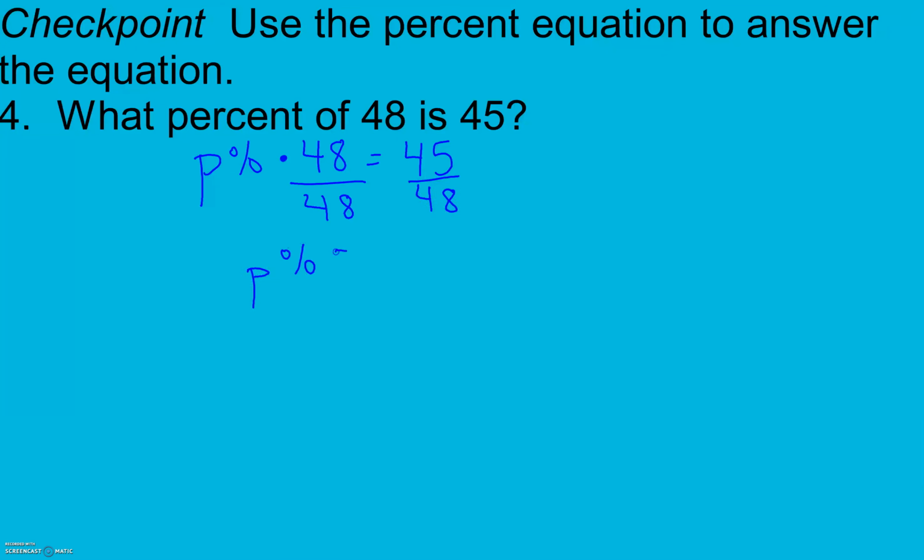P percent equals 0.9375. Now again, to get rid of our percent sign so that our P is by itself, two places. And since we're looking for percent, we label it as percent, and we get 93.75%.